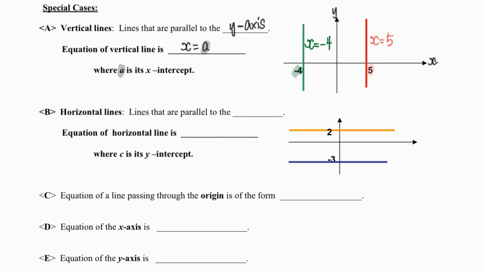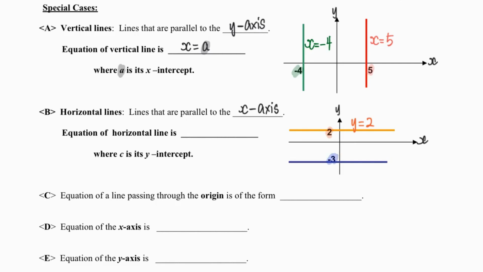Horizontal lines are lines that are parallel to the x-axis. Again, this is y, this is x. And notice that every point on this line, the y value is always equal to 2. So it's called y equals 2.